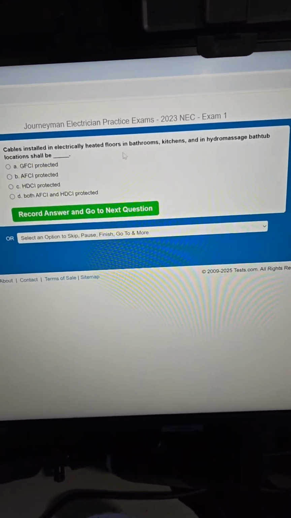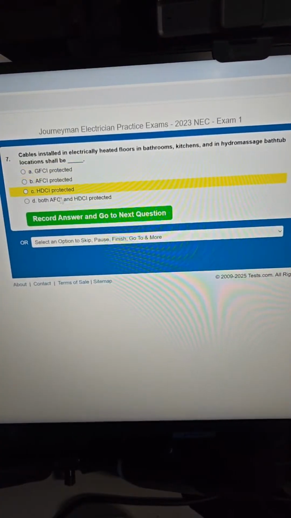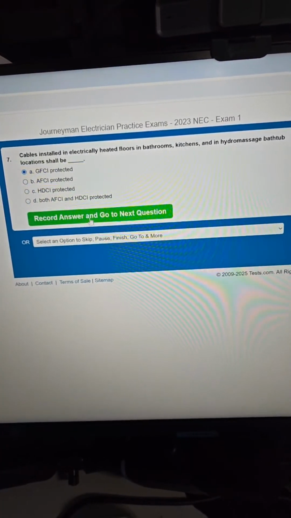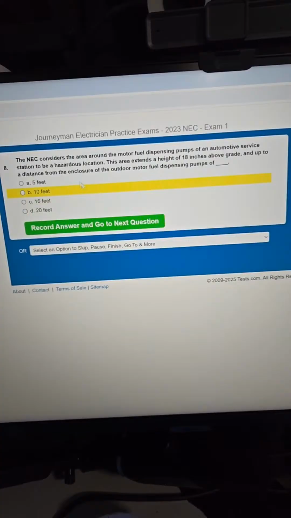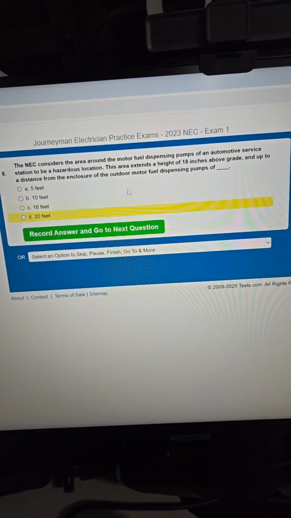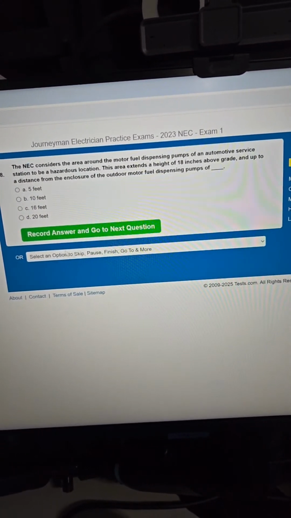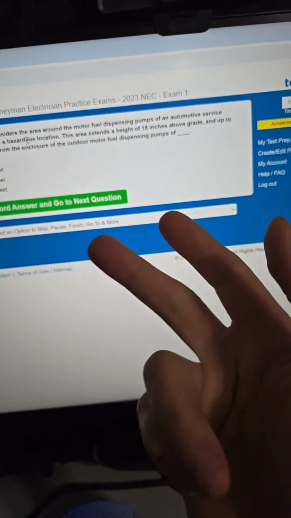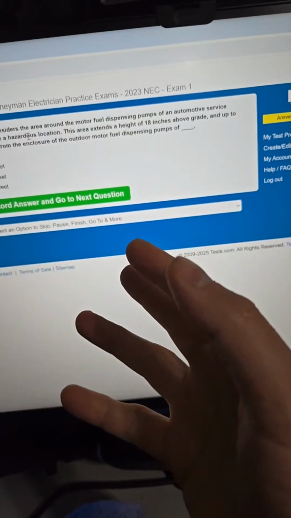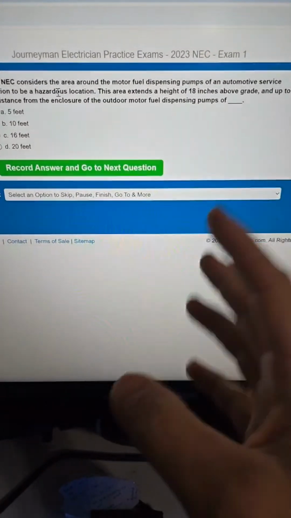Cables installed on electrical heated floors in bathrooms, kitchens, and hydro storage bathtubs shall be GFCI protected, obviously. The NEC, that's actually potentially a trick question. I'd like to go back to that because if they're in a kitchen, technically any circuit in the kitchen, if you're not in a bathroom, a garage, an attic, or outside, you must be AFCI protected. So whenever it said in a bathroom, but then it also, that was actually a bad question is what I'm trying to say. That was a bad question.